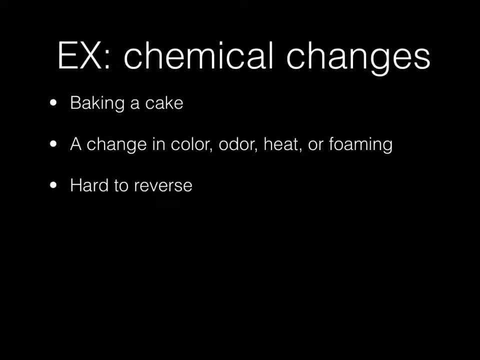Some other examples of chemical changes. When you decide that you want to bake a cake or bake some cookies, say, let's bake a birthday cake here. That is a chemical change. When you are baking the cake, you smell the cake. That odor indicates that there are chemical changes taking place. When you heat something up, when it foams, if the color changes, when you make cookies and they start out a very light tan color and the longer they bake, the darker they turn, those are all chemical changes.